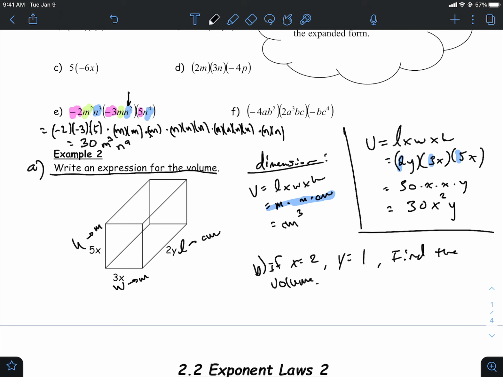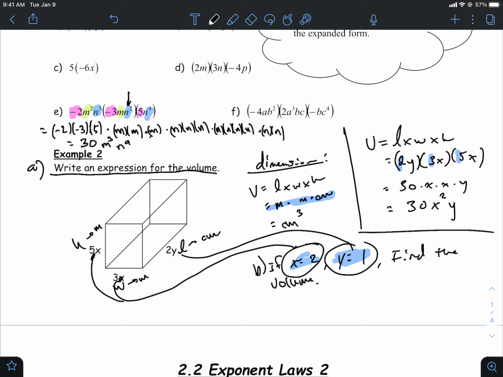What a lot of kids will do right from the very beginning, they'll do this. They think they're smart, and it is smart. It's just cutting a corner, and you're not actually answering the full question. They'll take these values and plug them in, x for the x, and then the y. And then they just go, oh, it's 10 times 6 times 2, and they just give me the answer. Look at all the work you've missed, because it asked for the algebraic expression that represents the volume.